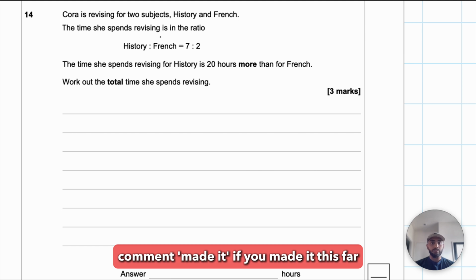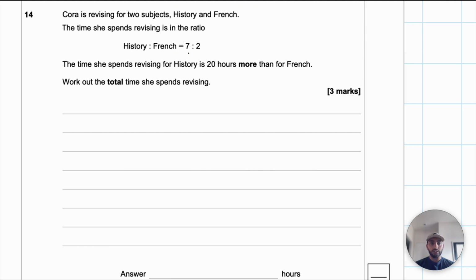Question 14. Cora is revising for 2 subjects, history and French. The time she spends revising is in the ratio history to French equals 7 to 2. The time she spends revising for history is 20 more hours than for French. Work out the total time she spends revising. So the difference in parts here will be equal to 20 hours. 7 take away 2 is 5, so those 5 parts are going to be equal to those 20 hours.